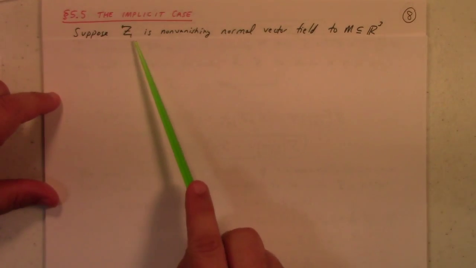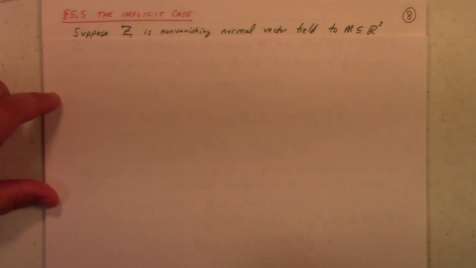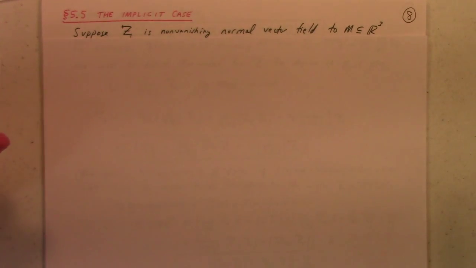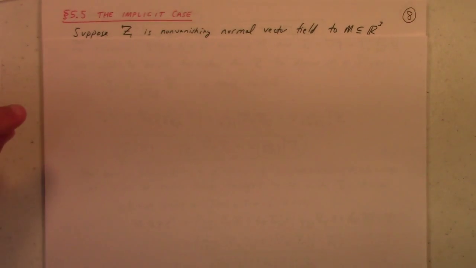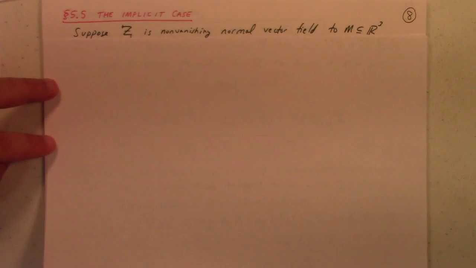Anyway, so suppose Z is a non-vanishing normal vector field. So this is section 5.5, the implicit case. And so here O'Neill shares with us this rather conniving method to calculate the shape operator based on a given normal vector field, not necessarily of unit length. So let's go through this here.